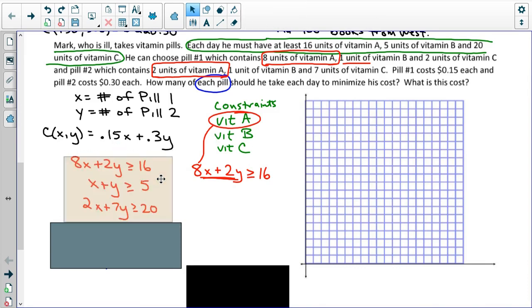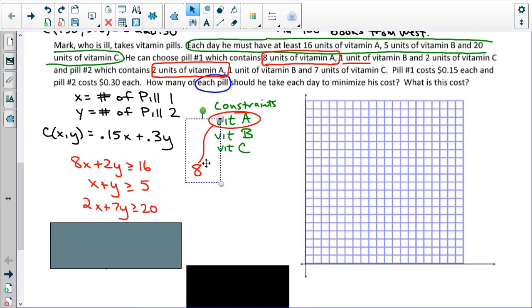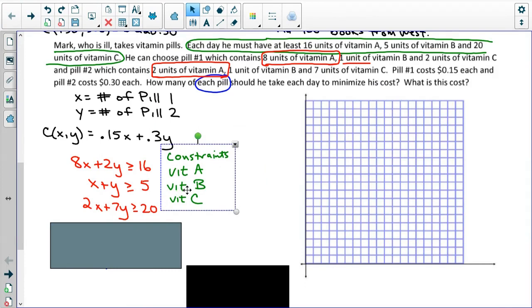So if I look at the constraints that I have, vitamin A is constrained as such. Vitamin B is constrained because each pill has 1 unit. And so therefore, X plus Y must be greater than or equal to 5 for vitamin B. And then 2X plus 7Y must be greater than or equal to 20 for vitamin C. If I align my constraints with the equations, that may help guide us in what we're doing. So now I'm going to finish by graphing the problem and then substituting values in.